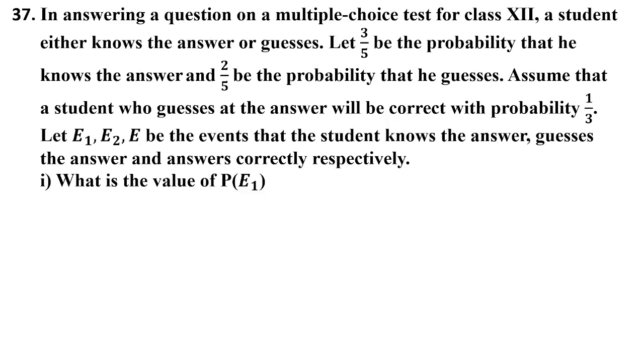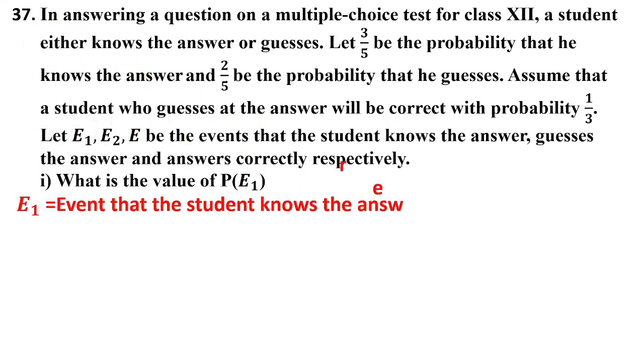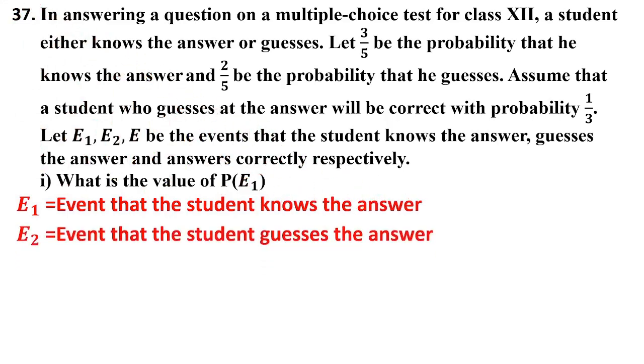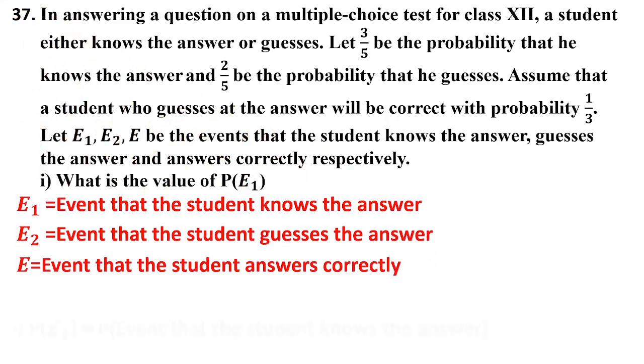Okay, in answering a multiple choice question, a student either knows the answer or guesses, with 3 by 5 and 2 by 5 as the probabilities respectively. Assume that a student who guesses will be correct with probability 1 by 3. Question number 1, we have to find the probability of E1. What is E1? E1 is that the student knows the answer. E2 is that the student guesses the answer. E is that the student answers correctly.